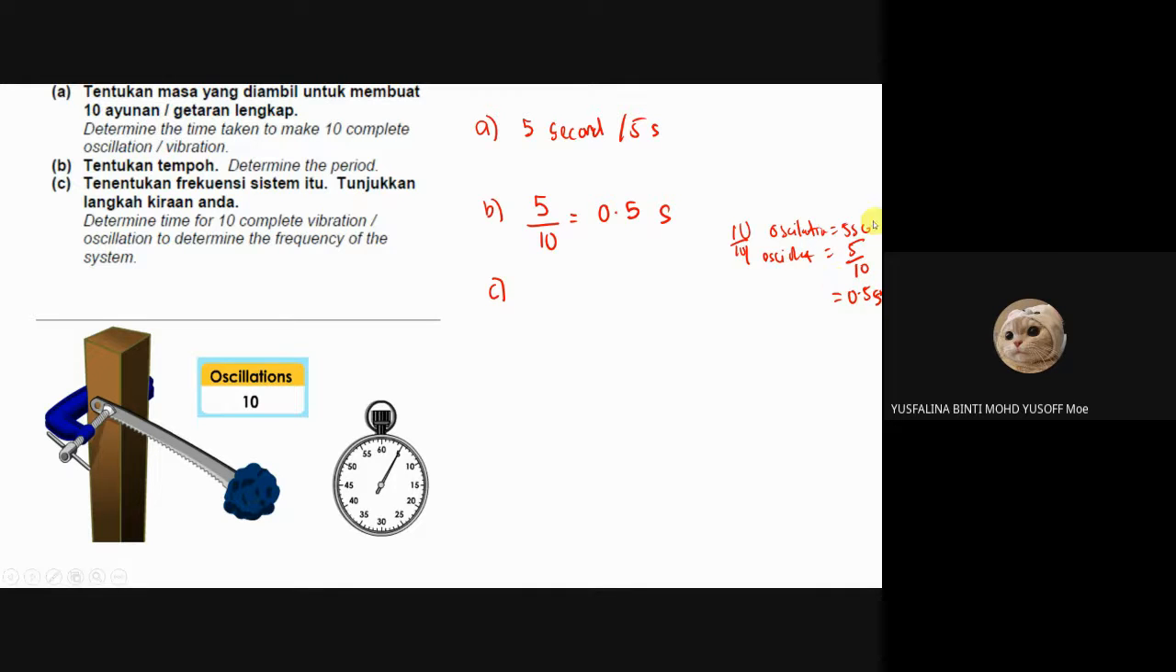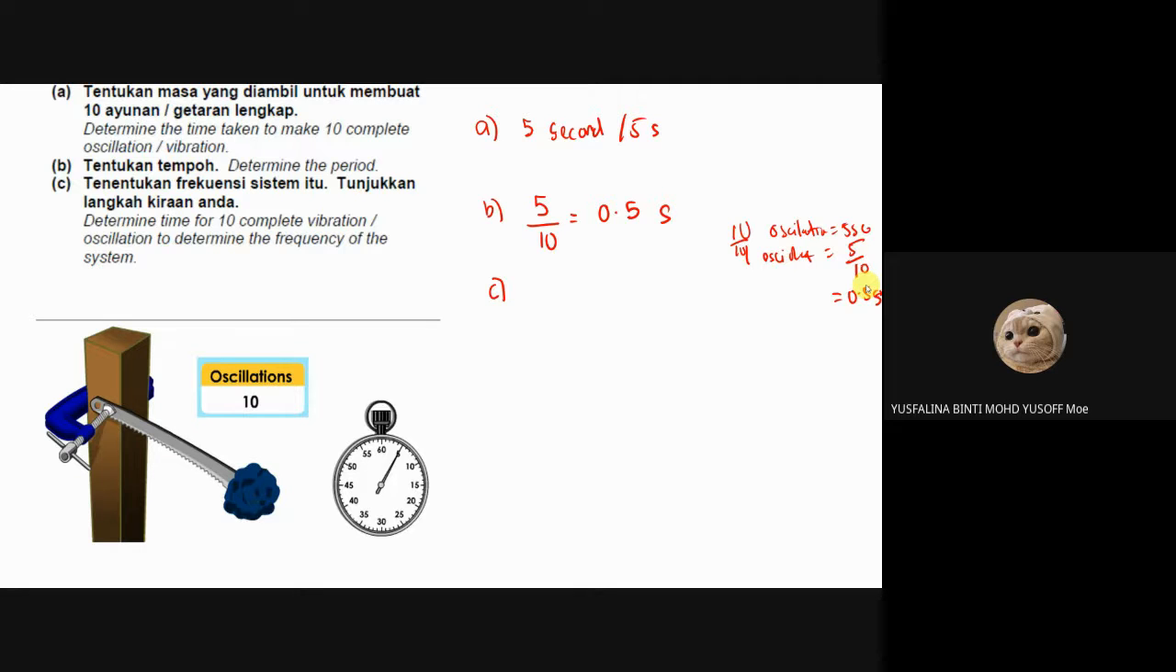10 oscillations equal 5 seconds. If you want to find one complete oscillation, you have to divide by 10, right? So 5 divided by 10, you got 0.5, because period is the time taken for one complete oscillation.